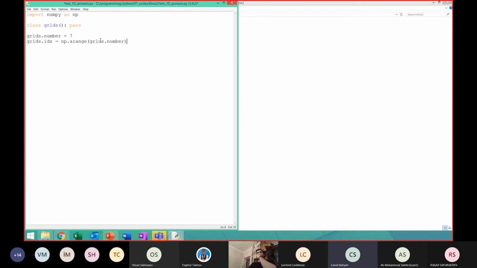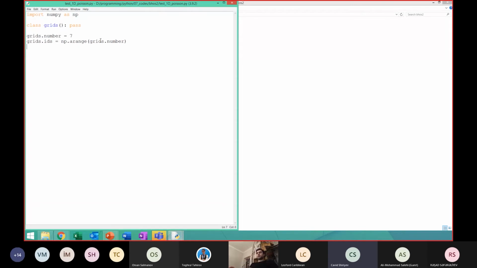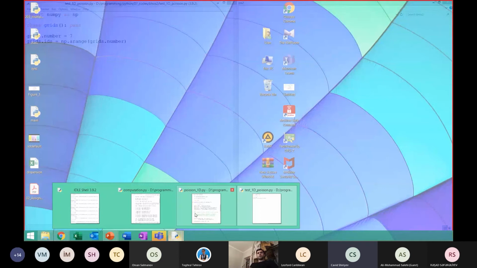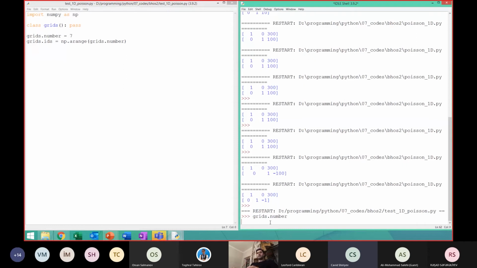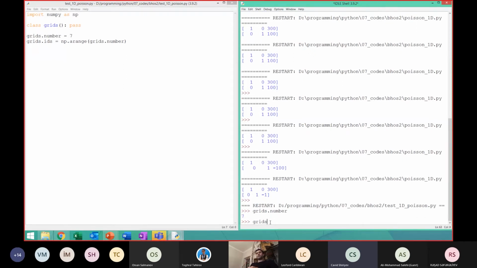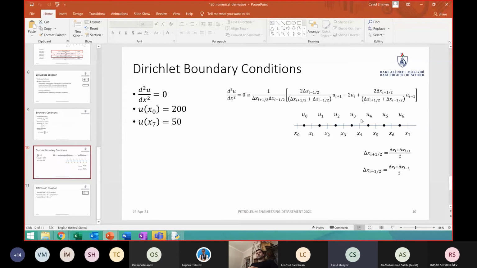Now, if I run this script, for running, I'm clicking F5 and then enter. Now, if I check the grids number, I will have 7. And if I check the grids IDs, I'm going to have 0, 1, 2, 3, 4, 5, 6. Those are the index values of the unknowns that we have. Those are the unknown points.